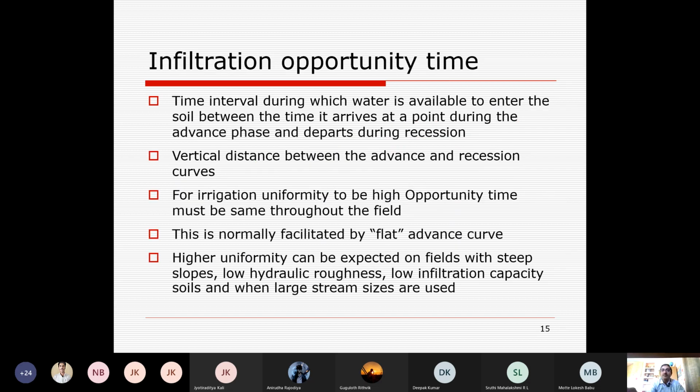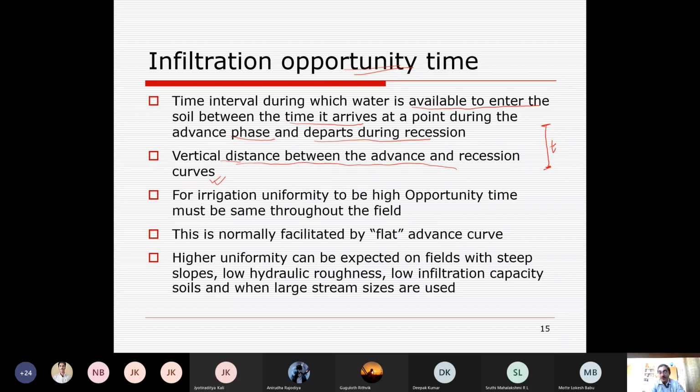Here is the next term, infiltration opportunity time: the time interval during which water is available to enter the soil, between the time it arrives at the point during the advance phase and departs during the recession phase. So it is basically the difference between advance and depletion time in the field. This is what is called the opportunity time. The vertical distance between the advance and recession curves is the infiltration opportunity time.